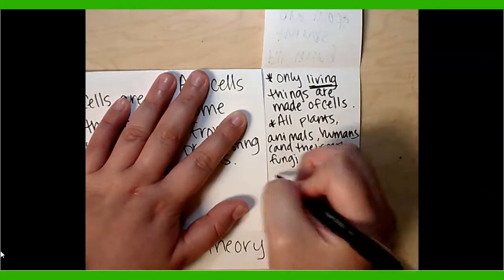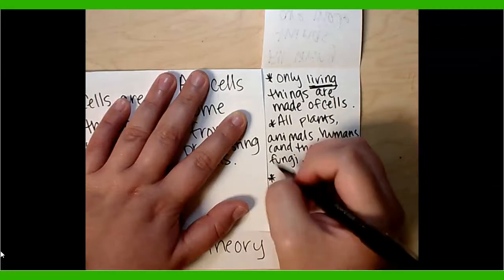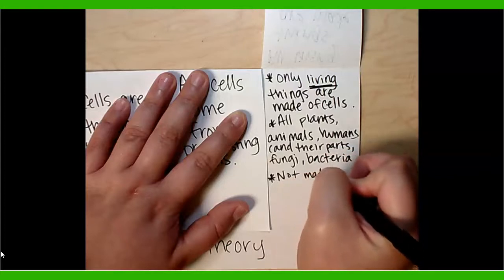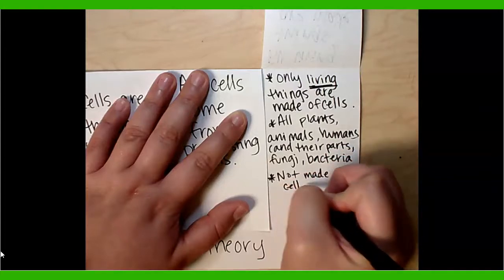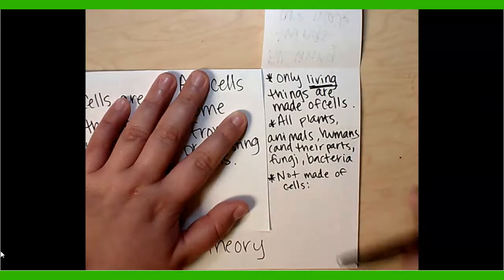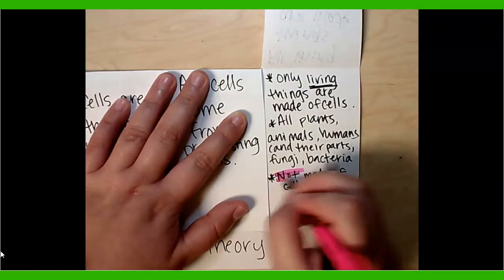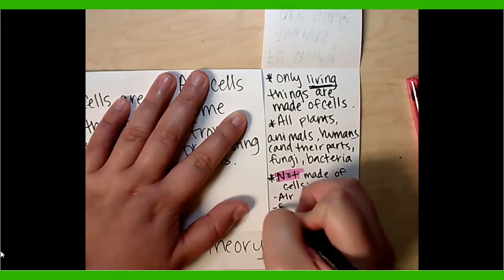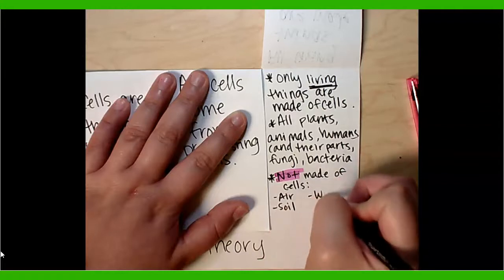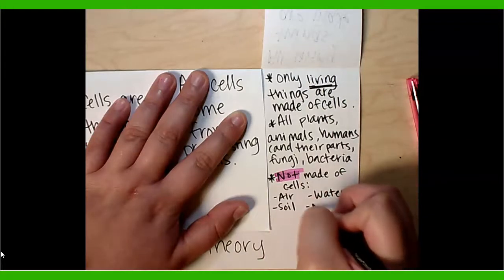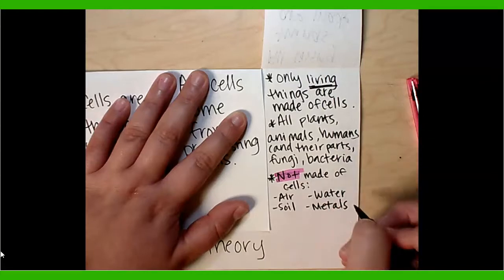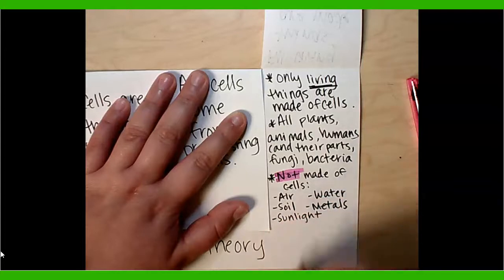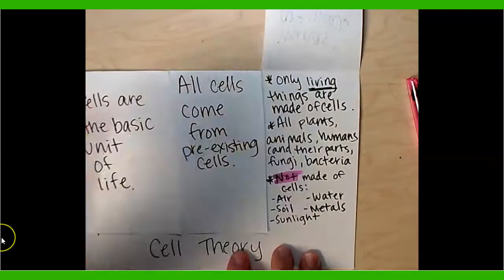Things that are not living are not made of cells. So, not made of cells. And then keep this in mind, not made of cells are going to be things like air, soil, water, anything that's metal, okay, sunlight. Those are non-living, therefore they are not made of cells. So keeping those in mind, okay?